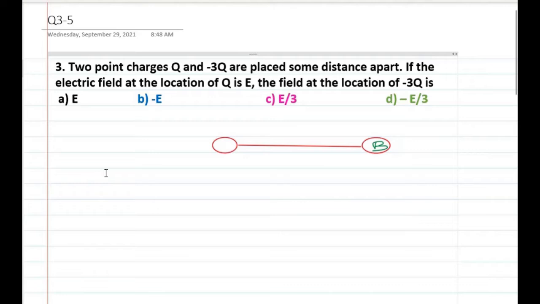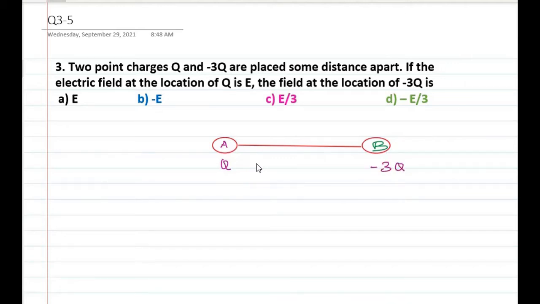Next is, two point charges Q and minus 3Q are placed some distance apart. Let this be charge Q and this be minus 3Q. If the electric field at the location of Q is E, then what is the field at the location of minus 3Q? Let the field at A be E, and at B let the field be E dash.